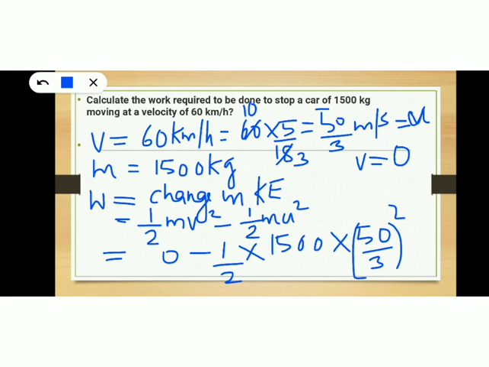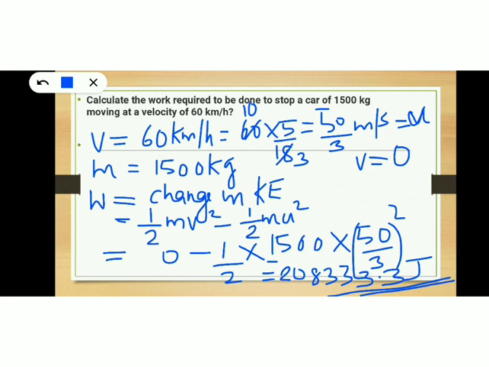whole square. When you simplify and when you calculate, you will get the final value as 20833.3 joule. The unit of kinetic energy, the unit of work done is joule. So we have calculated the work done, and here again the work done will be a negative value. Why? Because as a result of our work done, velocity of the car decreases and finally it comes to stop. Okay, so this is the work done.